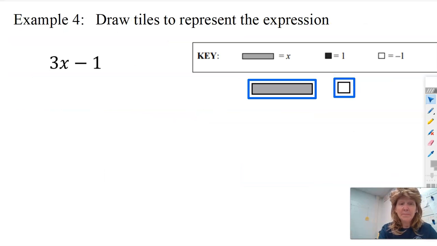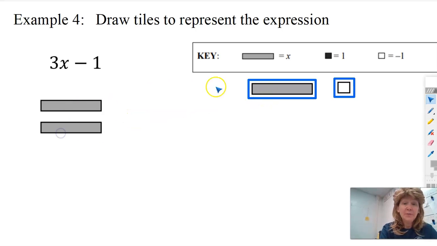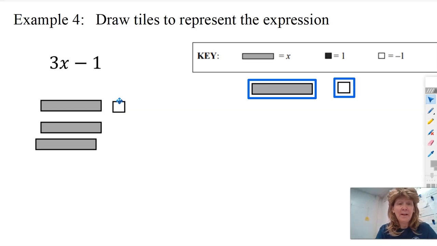All right, here's another one, 3x minus 1. So I need 1, 2, 3 x's, and then I need 1 minus 1. That represents 3x minus 1. So the -1 is a constant. Remember that the 3 is the coefficient. It tells me how many x's to make.